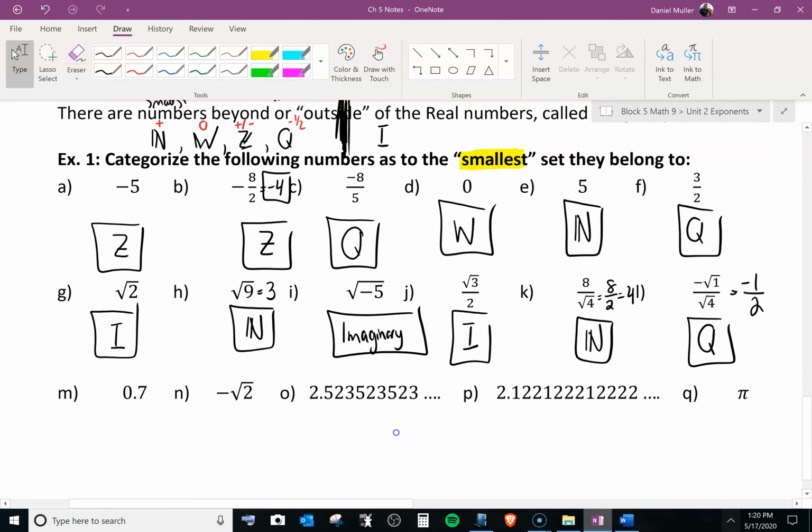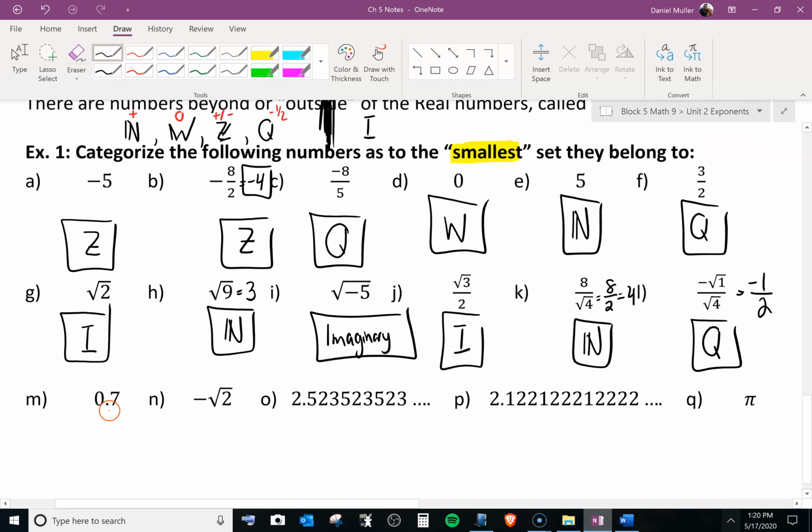Continuing on, 0.7. Okay, so that's a decimal that just stops. Therefore, that must be Q here, a decimal number that stops. So Q, it terminates, I think is the word that we used. Square root of 2, that's something I don't know what it is. Negative on the outside is okay. So that is going to be an irrational number because it's going to be a decimal that goes on forever.